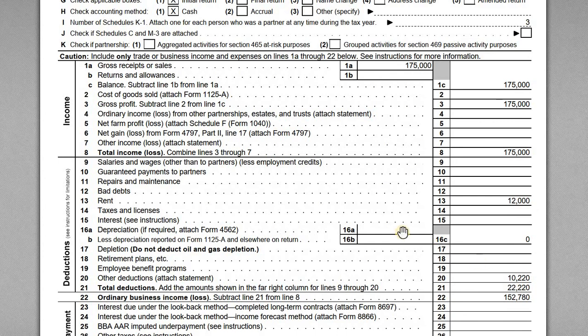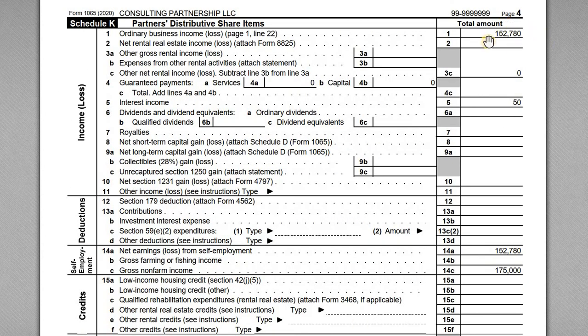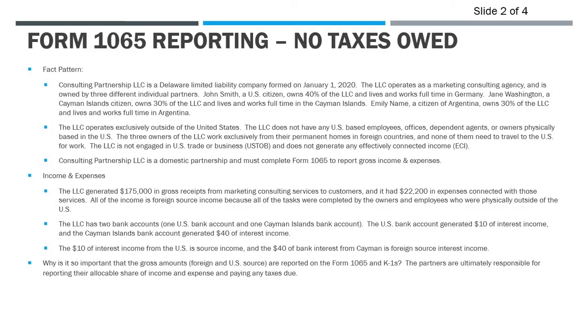Okay? And then ultimately that amount flows through to Schedule K, line item 1, right? So $152,780 is what's going to be allocated across the 3 partners in proportion to their ownership percentages. Okay, so second paragraph. The LLC has 2 bank accounts, right? So one's a U.S. account, and then they have a Cayman Islands bank account.